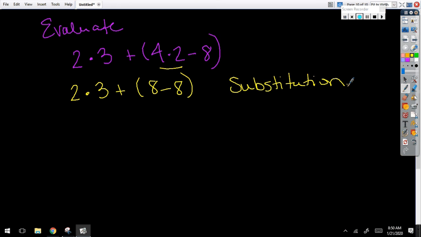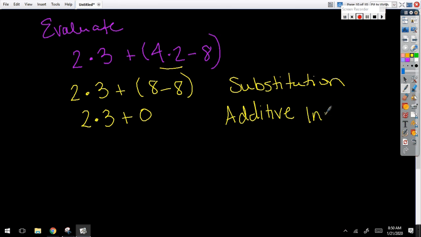Okay? What now? Subtract. So 8 minus 8 is 0. What's the property? When you get the identity, additive, close, inverse. The inverse gives you the identity.